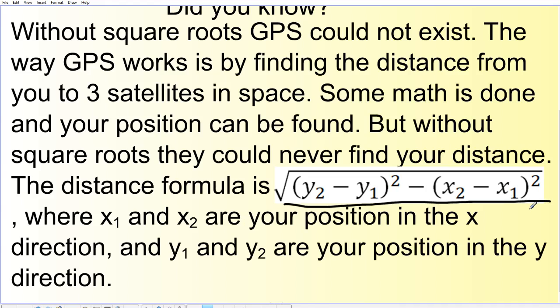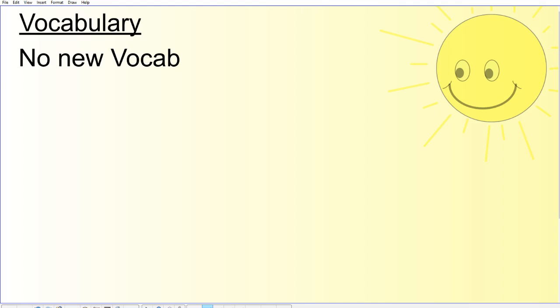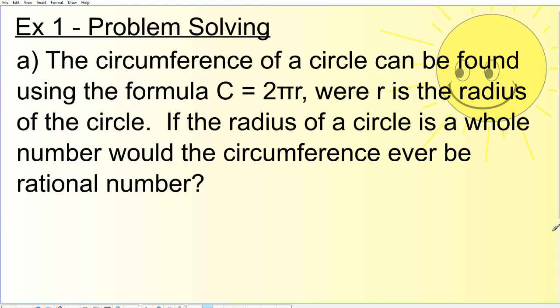And so, if you can find your position using your longitude and latitude, it can actually find your position on the Earth very, very accurately. But not without square roots. This lesson does not have any new vocabulary because we are just doing lots of problem solving of the previous lessons. So let's get to it.